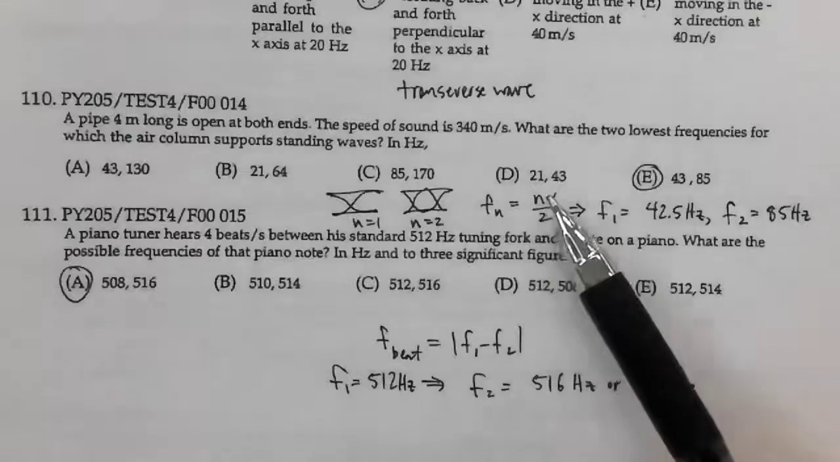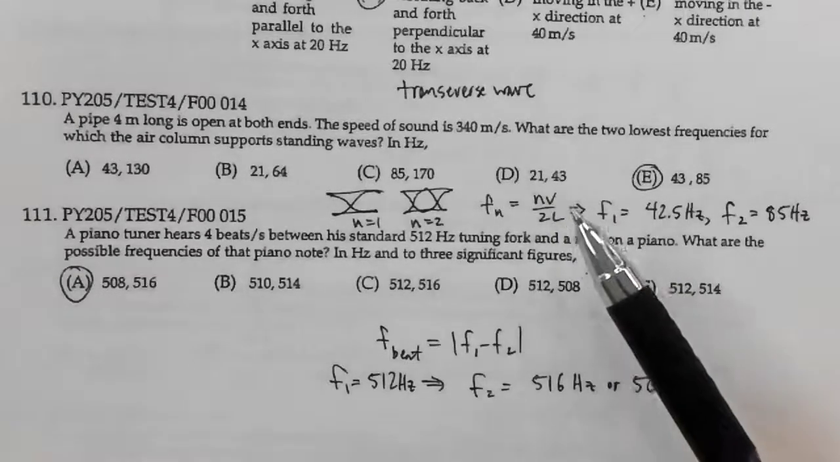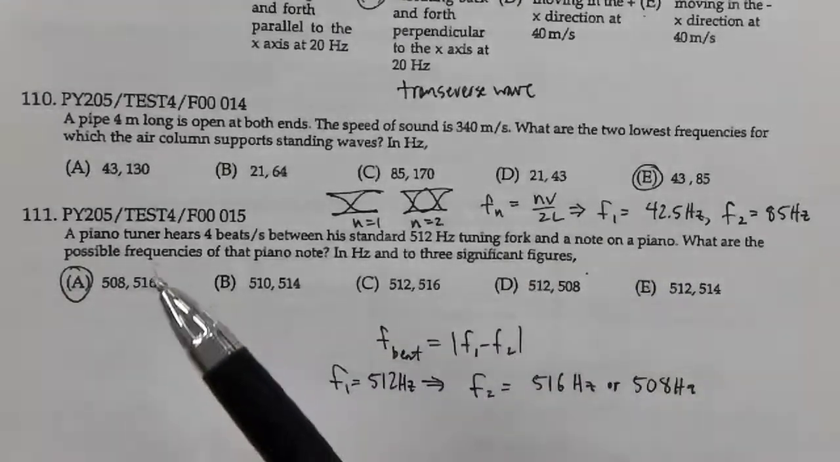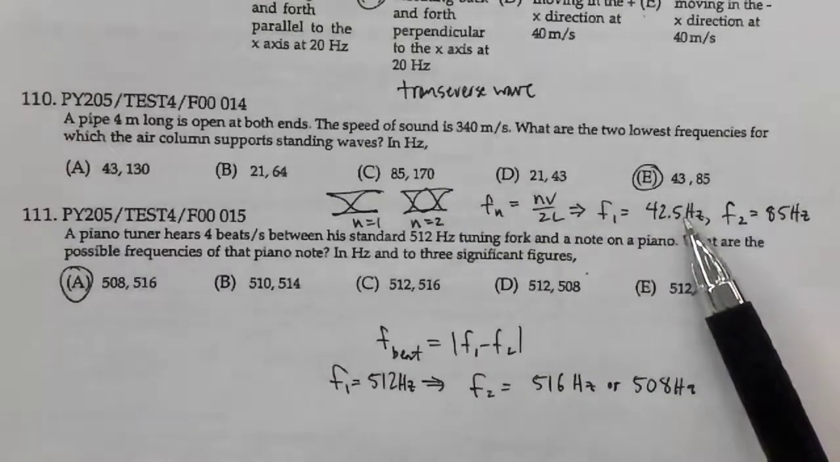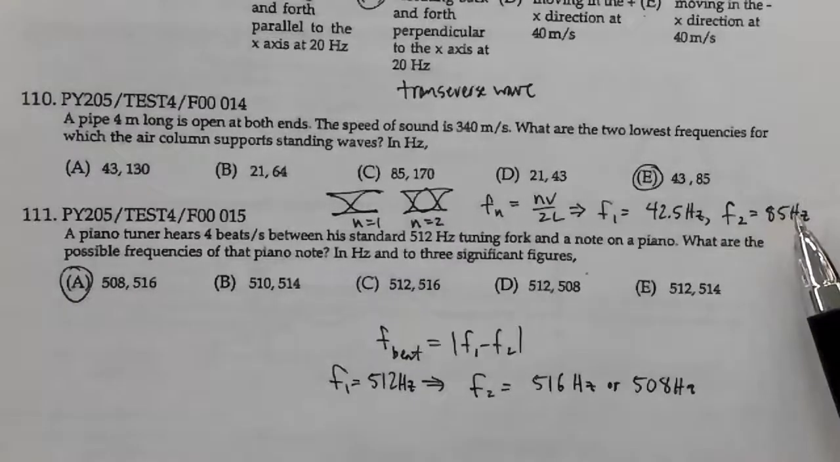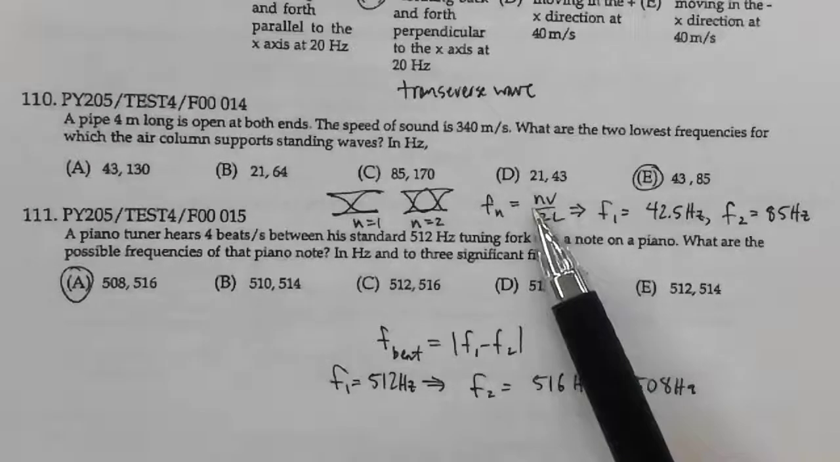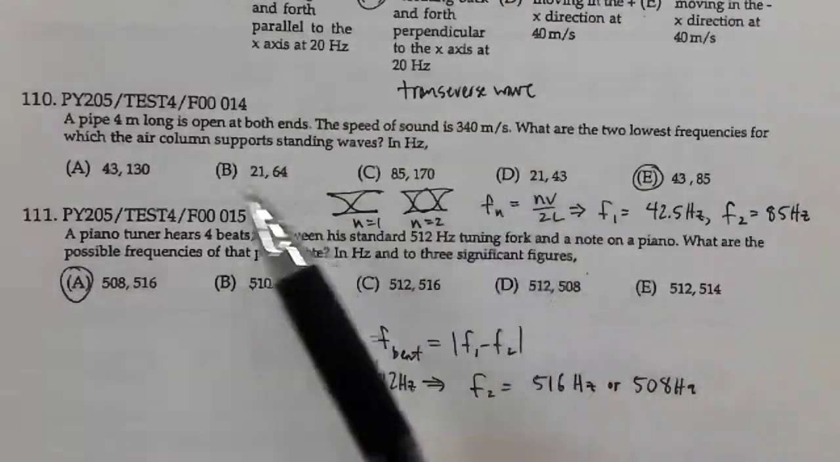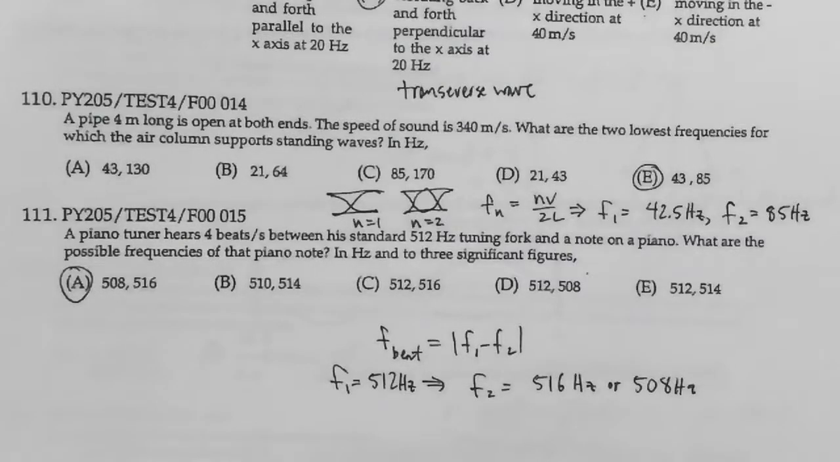The formula is F_n is equal to nv over 2L. Stick in n equals 1, and we get v over 2L, which is equal to 340 over 2 times 4, which is 42.5 hertz. For F_2, it will just be twice that, which is 85 hertz. Any questions about that? Pretty straightforward. v is given as 340, n is 1 or 2, and L is given as 4. Questions?